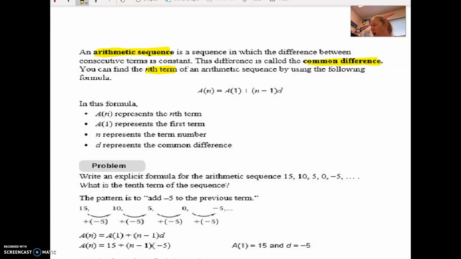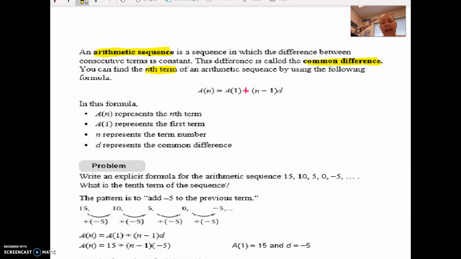That refers to, we can find any term in the pattern of the arithmetic sequence by using the following formula. So mine didn't print off super well, but this should be a sub n equals a sub 1. That should be a plus sign. n minus 1 times d. So we're going to talk about what each of those represents in this formula.